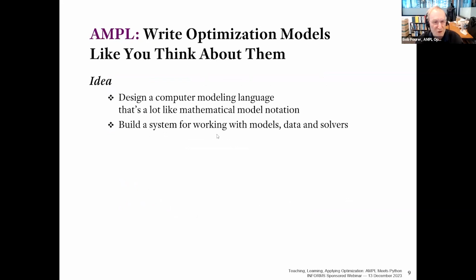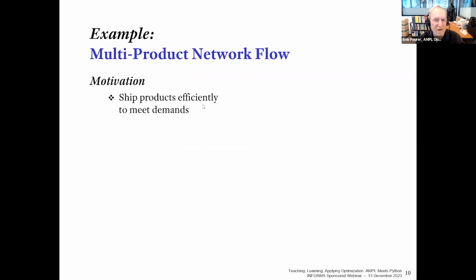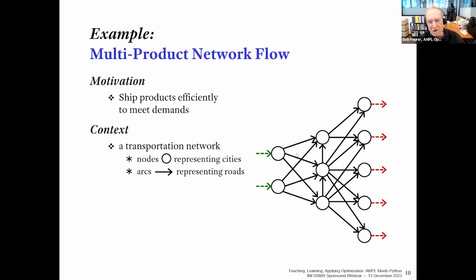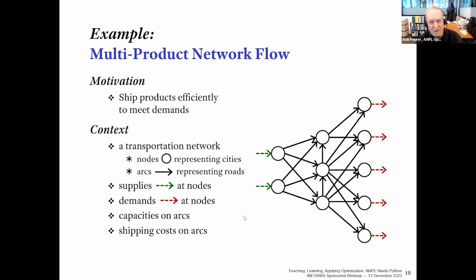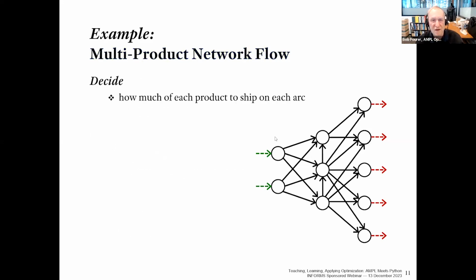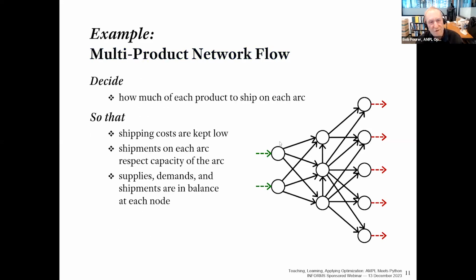So here's an example. I've been saying everything very generally here. Here's an example that I'll use throughout. It's a multi-product network flow problem. You want to ship products efficiently to meet demands. And it looks like this. You have various locations and various shipment routes. Those are called nodes and arcs. You have supplies at some plants here, and you have demands here at some places where you sell this product or warehouse it. And you have capacities on these arcs and shipping costs as well. And so the idea is how much to ship of each product on each arc so that the shipping costs are kept low, you respect the capacities, and the supplies and demands are in balance.